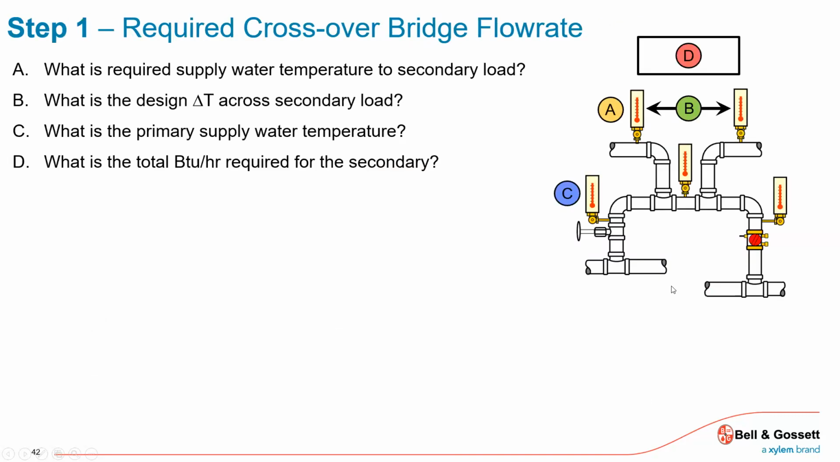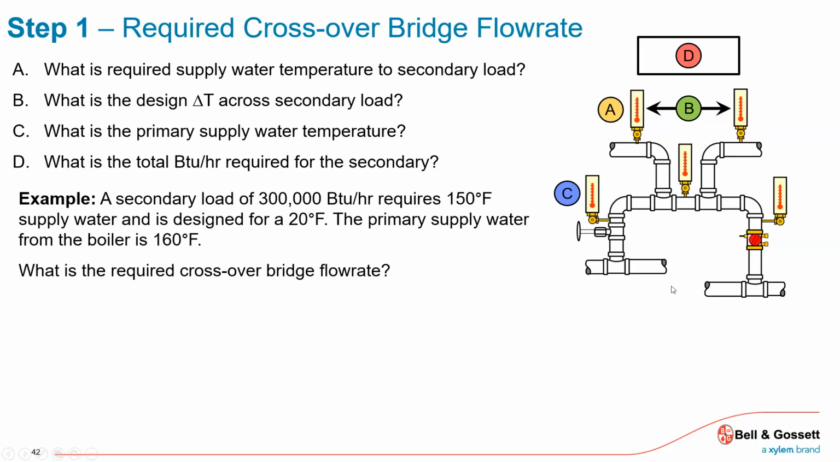So what's the required crossover flow rate? I've got this hot water main, and I've got a hot water return main. And I've got this crossover, and I'm trying to satisfy a certain load up here. What do I need? What are my flows? What are my temperatures? So you start plugging in conditions.